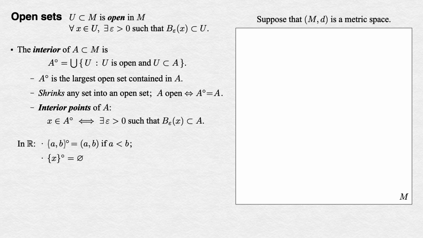For a more interesting set, let's consider the set of rational numbers in the real line. Its interior is empty because we've already seen that every non-empty open interval, and therefore any non-empty open set in the real line, contains irrational numbers. Similarly, the interior of the set of irrationals is also empty, because every non-empty open set in the real line contains rationals too.